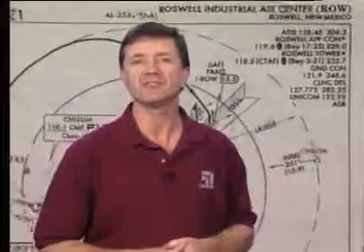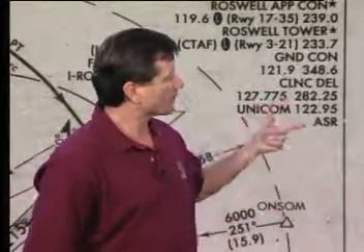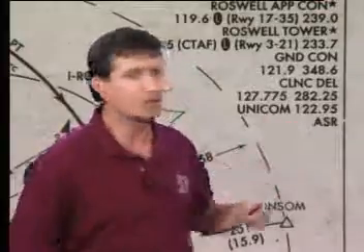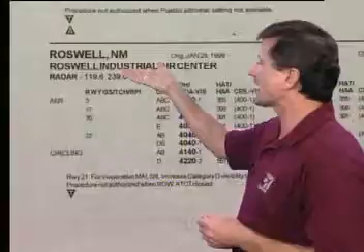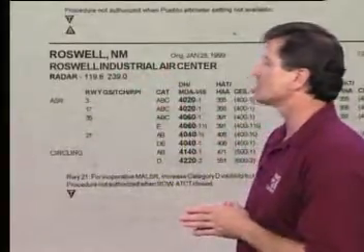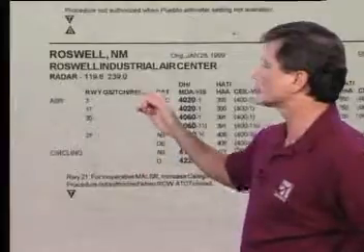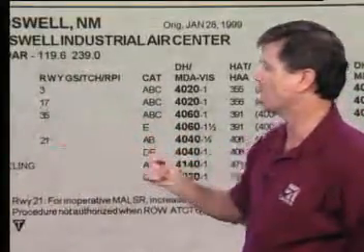we can look at the plan view under the communications information for the abbreviations ASR or PAR. If you see ASR or PAR, in this case you see ASR, go to the front section of the NOS approach chart book and look in the radar minimum section for details. As you can see, Roswell has an ASR approach to runways 3, 17, 35, and 21.